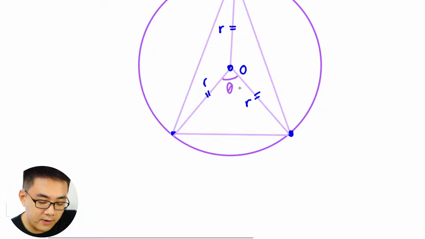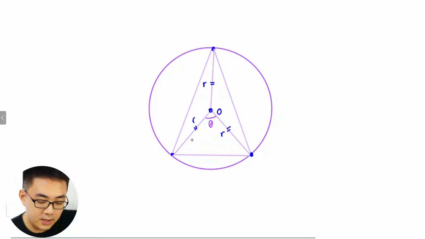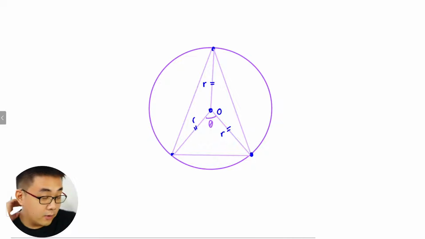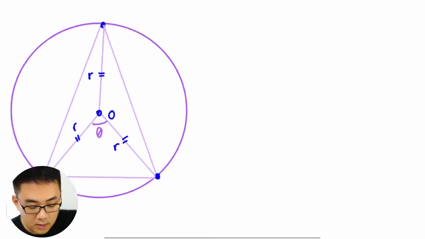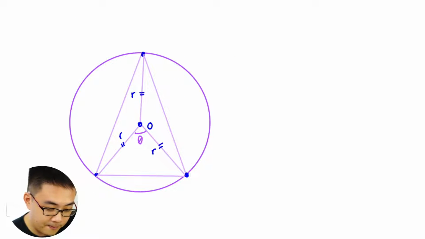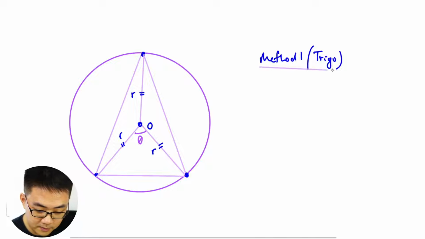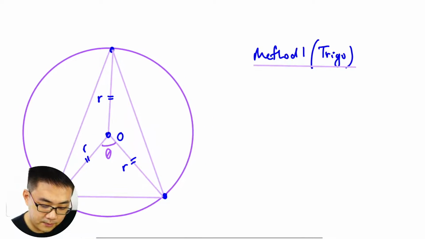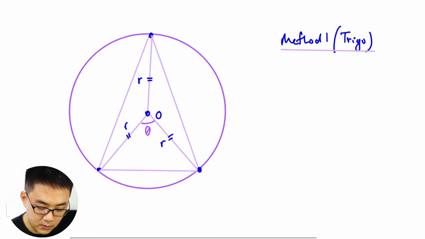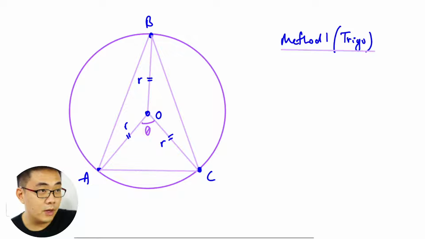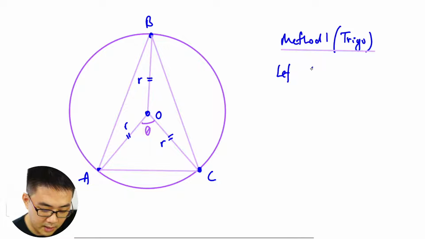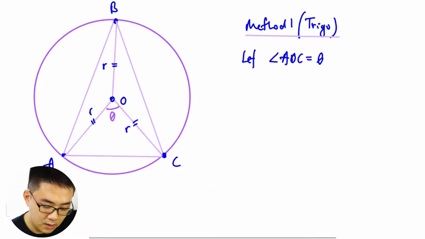As theta varies, goes up and down, you can see that the area of this triangle changes. That's why. So method 1, I'm going to use trigo. This angle here, I'm going to just let be theta. Then let me label A, B, C here, with the diagram. So let angle AOC be theta. So it's pretty okay.